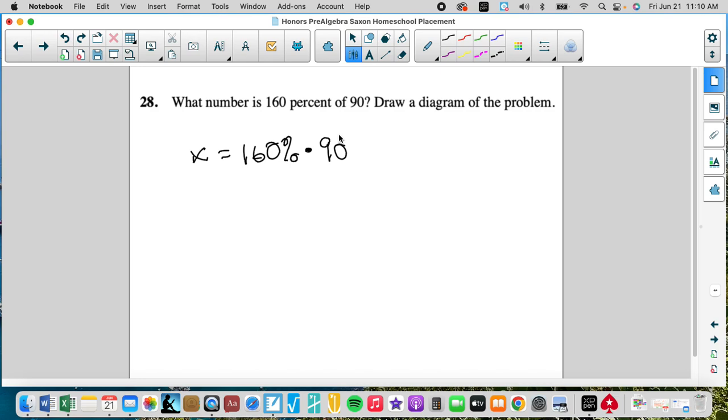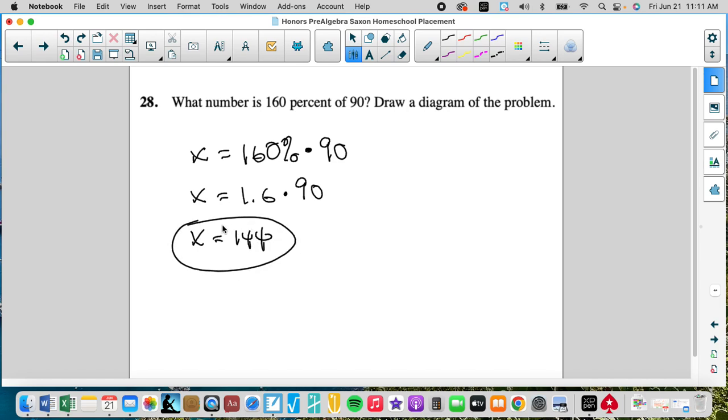Okay, well, I'm going to do it mathematically first, and then I'm going to convert the percent to a decimal by moving it 2 places, times 90. And we get x equals 144. So that is 160%.